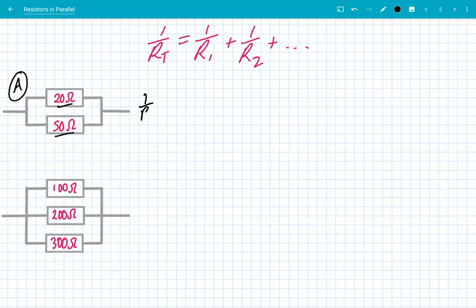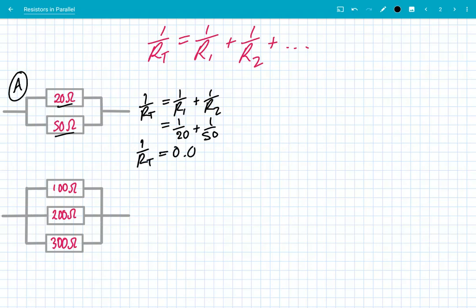So 1 over RT is equal to 1 over R1 plus 1 over R2, which gives us 1 over 20 plus 1 over 50. So 1 over RT is equal to 0.07. We're not there just yet. What we have to remember to do, and a number of students always forget this, is to take the reciprocal. We need RT, not 1 over RT. So RT is 1 over 0.07. So the total resistance of those two resistors in parallel is 14.3 ohms.